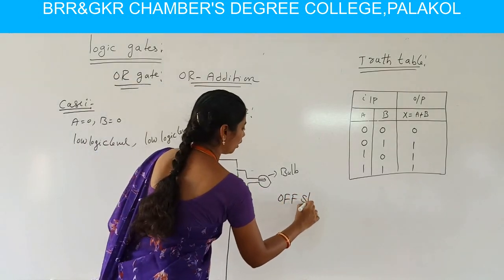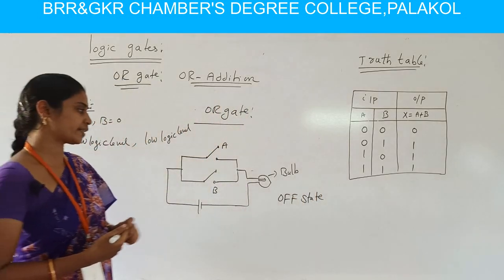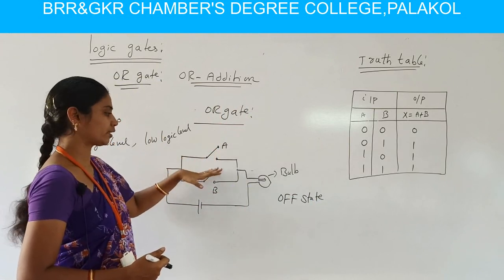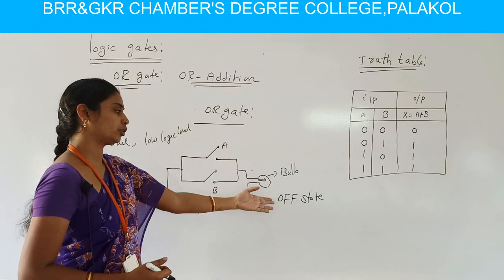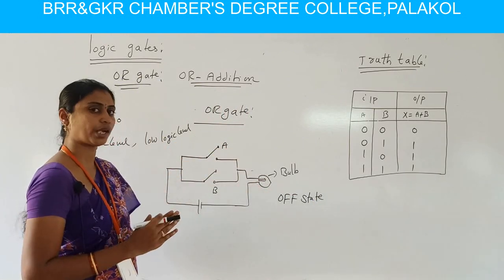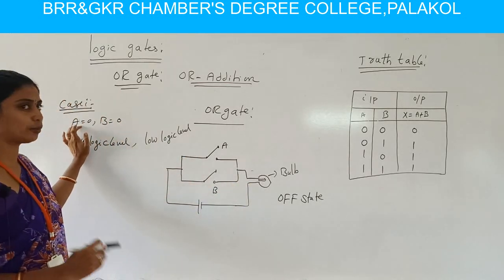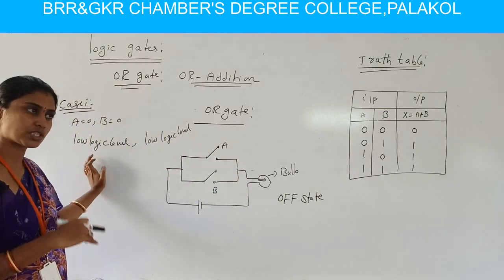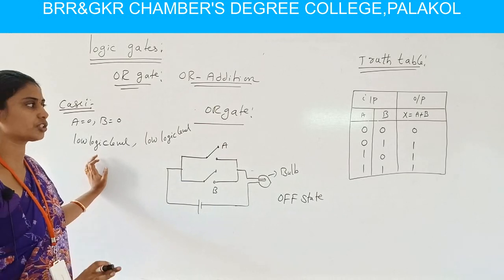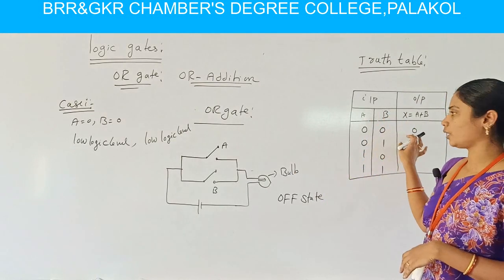It means no bulb glows here. Whenever the bulb glows, it means these two are conducting, the switches are in a working state, then current is flowing through the device, and we say that the bulb is glowing. But whenever the bulb is in off state, the operation is nothing but 0 plus 0. It means the two inputs are in low logic states, so the output is also in low logic state. Then in our truth table, 0 plus 0 we have 0.